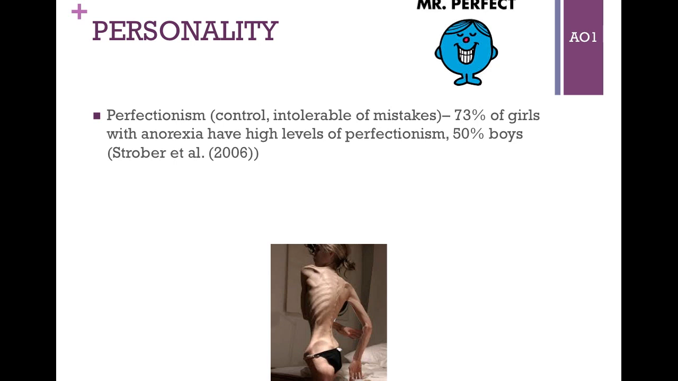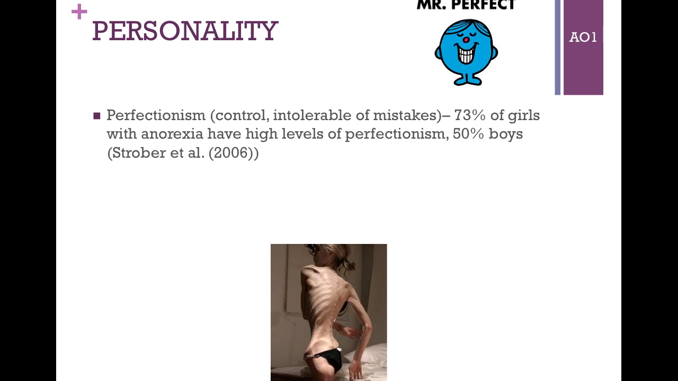And it's been found that those with anorexia nervosa do have this perfectionism. This is the Strober et al. study. They assessed people who were being treated for anorexia nervosa retrospectively, so that means after the diagnosis, and found that 73% of the girls who have anorexia have perfectionism and 50% of the boys. So that shows very high levels of perfectionism.